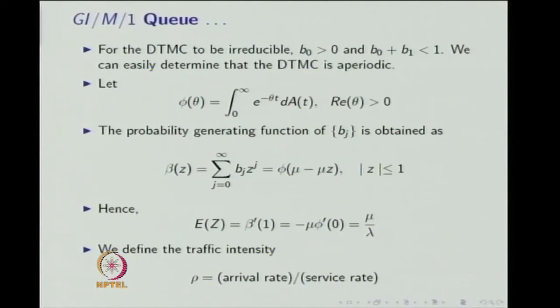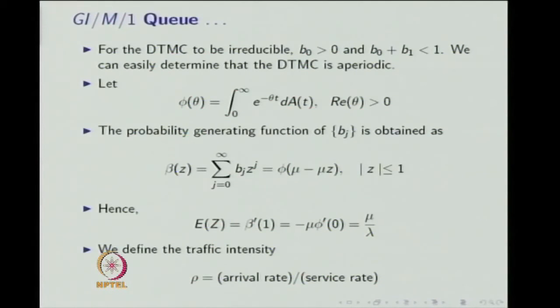Now, we find the Laplace transform of the CDF of the inter-arrival time distribution, that is psi naught. So, psi is equal to the integral from 0 to infinity of e^(-theta t) dA(t), where A(t) is the CDF of the inter-arrival time distribution, with the real part of theta greater than 0.